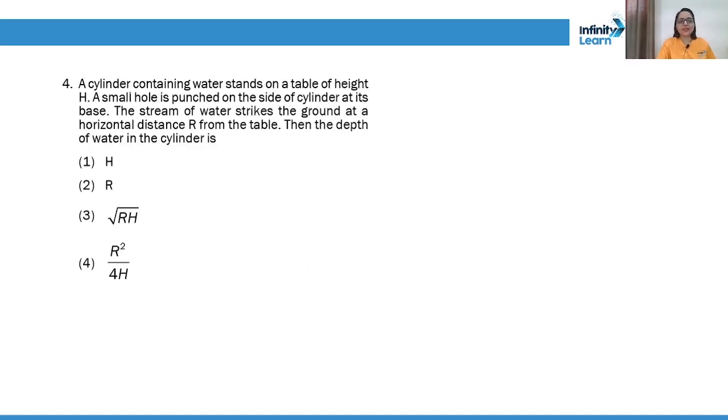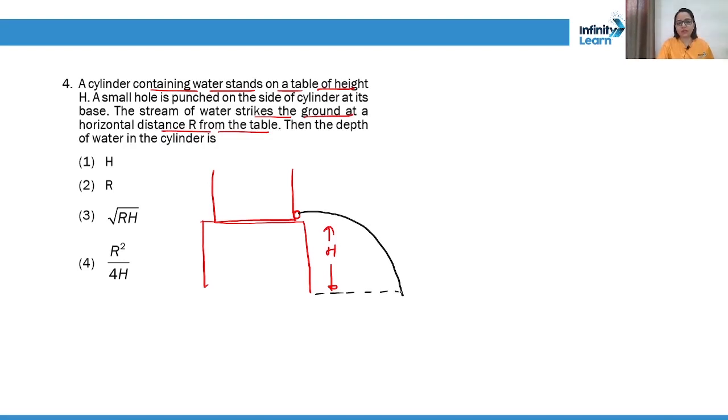Question number 4. A cylinder containing water stands on a table of height capital H. Okay, so we have a cylinder and it is placed on a table and its height is capital H from the surface. A small hole is punched on the side of the cylinder at its base. Over here, small hole is punched. The stream of water strikes the ground at a horizontal distance r from the table. So stream of water will strike the ground at a distance r from the table. So the range of this water stream is given as r.